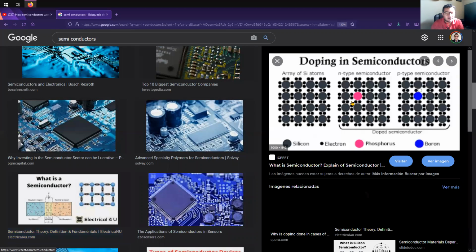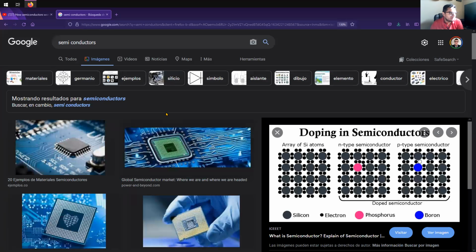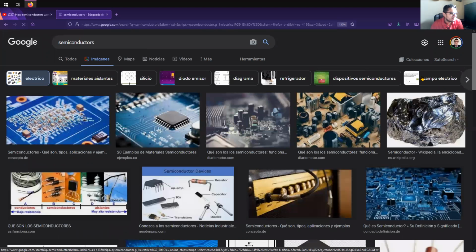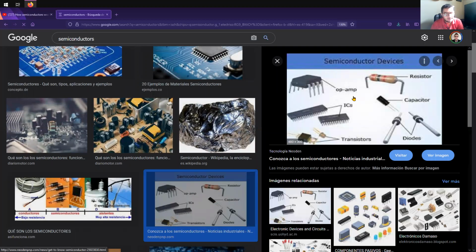So in the videos, they were discussing the holes and how the holes are going to be the place for electrons to move. So we have semiconductors through electricity. Let me grab an image for that. Okay. So we have some semiconductors here, like op-amps, amplifiers, and transistors that are going to be switches.